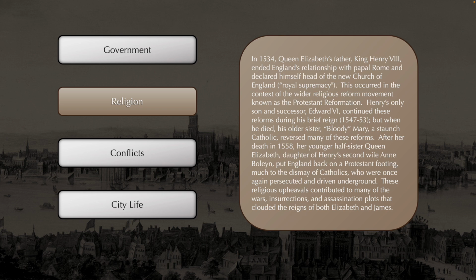After her death in 1558, her younger half-sister, Queen Elizabeth, a daughter of Anne Boleyn, put England back on a Protestant footing, much to the dismay of Catholics who were once again persecuted and driven underground. So these religious upheavals in a very short span of time contributed to many of the wars, insurrections, and assassination plots that clouded the reigns of both Elizabeth and James.